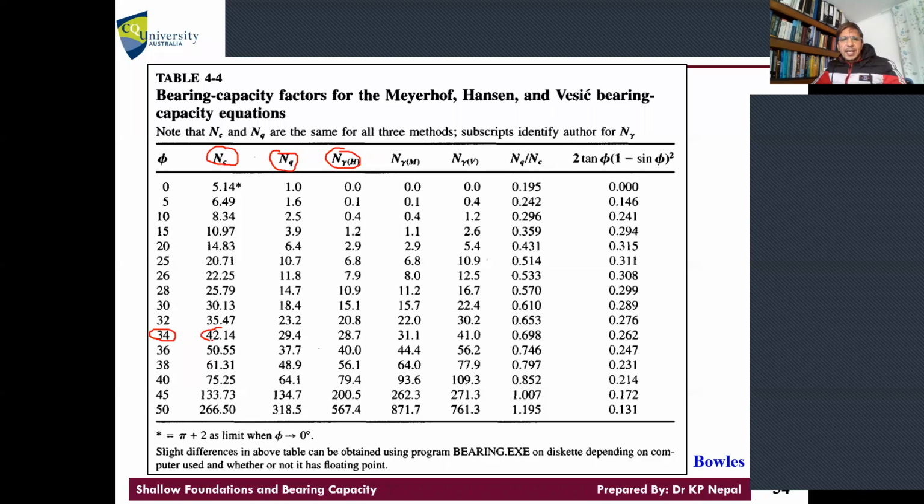So can you copy this now? NC is 42.14, NQ is 29.4, and N gamma is 28.7. Can you copy that somewhere? Can you put it on your piece of paper? 42.14, 29.4, and 28.7, right? You don't need NC, so you don't need to copy it, just these two, because C value is 0, so it will be easier. Okay? Only two, 29.4, 28.7. Got it, right? Okay, here you go.